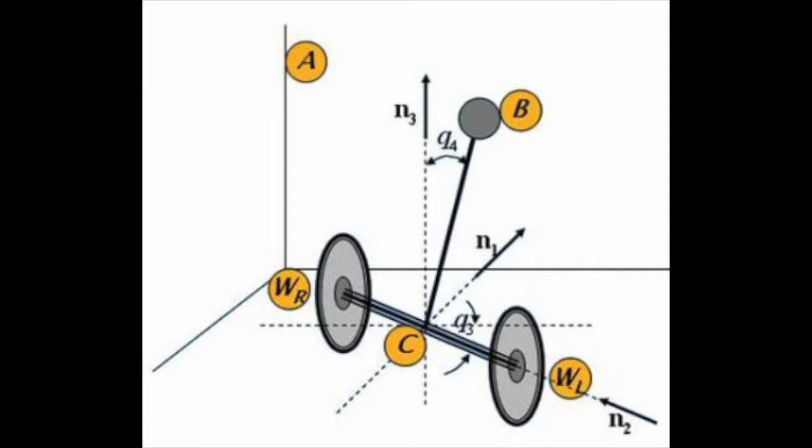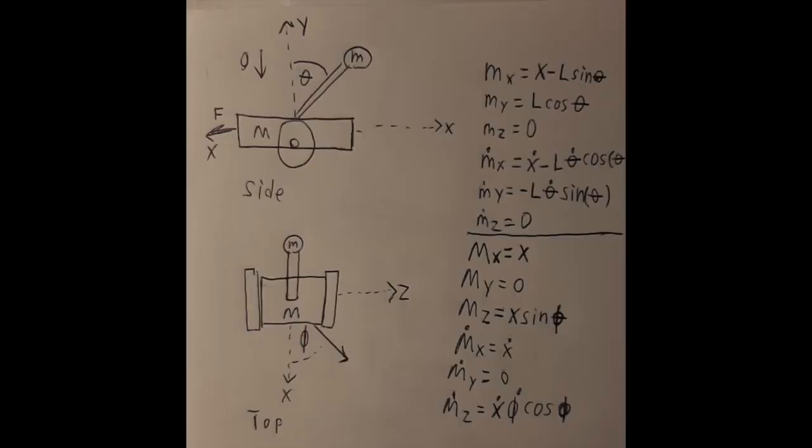Our robot has 3 degrees of freedom. It can move forward in the x direction, it can pivot about the y-axis, and the pendulum rotates back and forth about the z-axis. This means we'll be using 3 coordinates and 3 equations of motion. Our coordinates are x, which represents how far the robot is moving forward, theta, which is the angle of the pendulum, and phi, which is the angle the robot is turning.